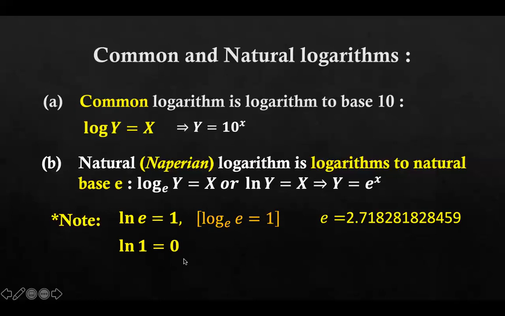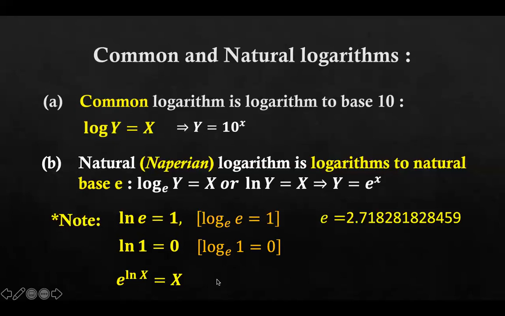Next, ln 1 is 0. The base is e, now it becomes 1. Any changes? None. None means 0. So log to the base e of 1 is 0. In fact, log of 1 in any base is 0, because 2 to the power 0 is 1, and 3 to the power 0 is also 1.